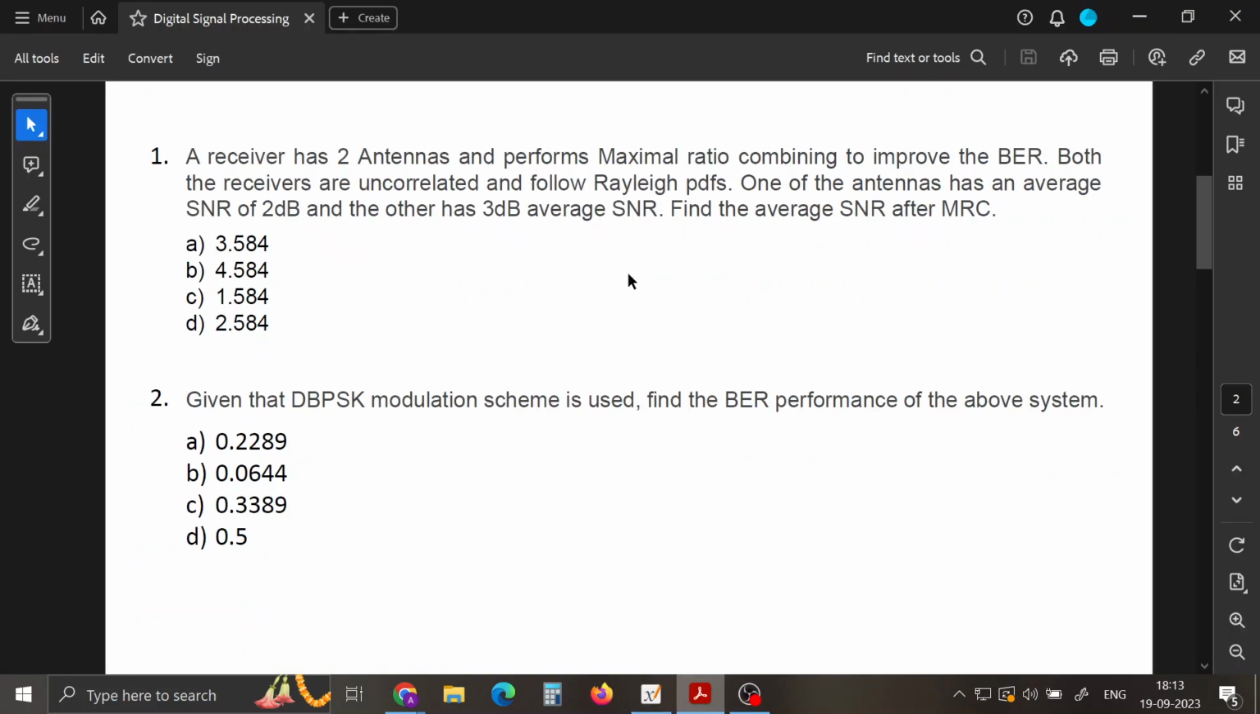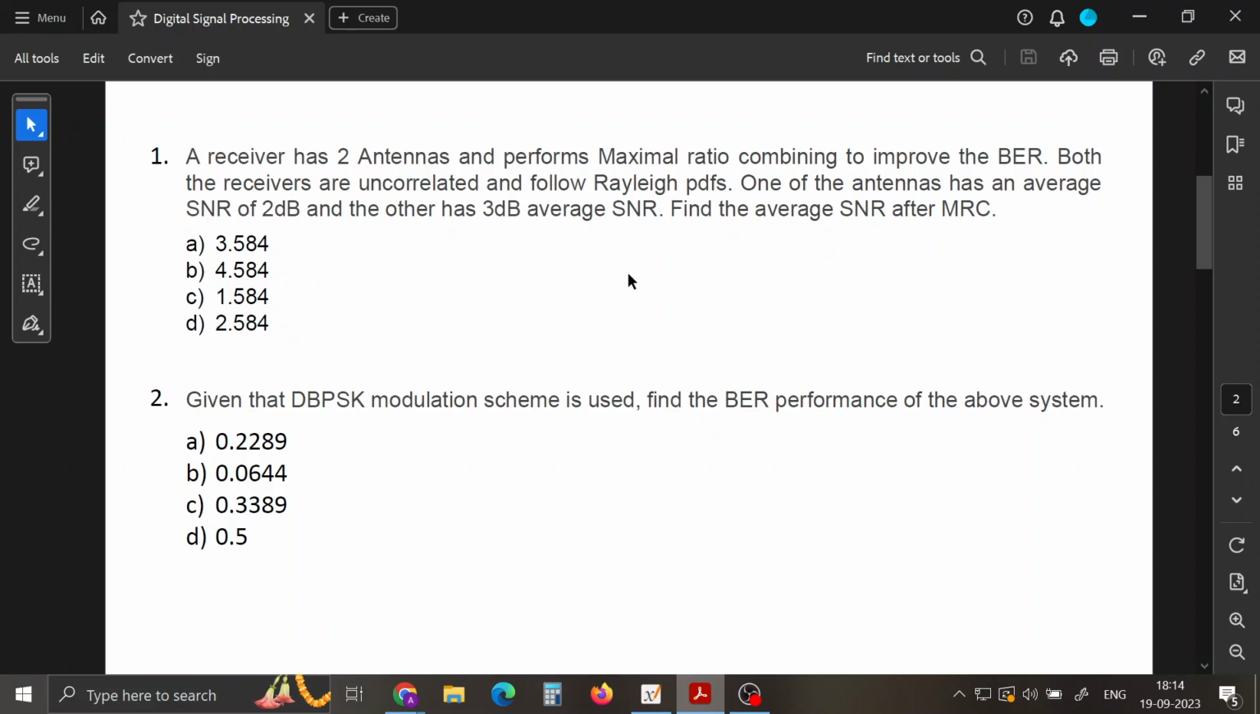So what it says, a receiver has two antennas and it performs maximal ratio combining to improve the bit error rate performance. So both the receivers are uncorrelated and follow Rayleigh distributions. One of the antennas has an average SNR of 2 dB and the other antenna has 3 dB average SNR. So we need to find what will be the average SNR after doing maximal ratio combining or MRC. So the average SNR of the combination.